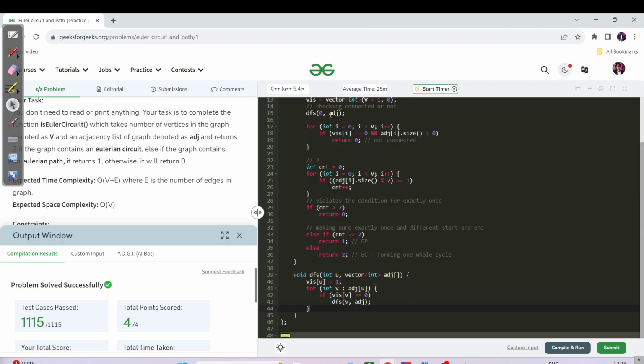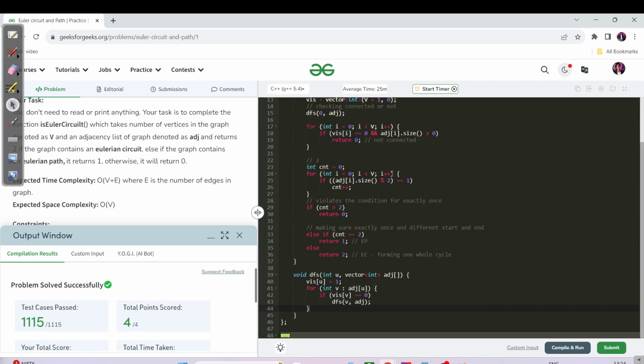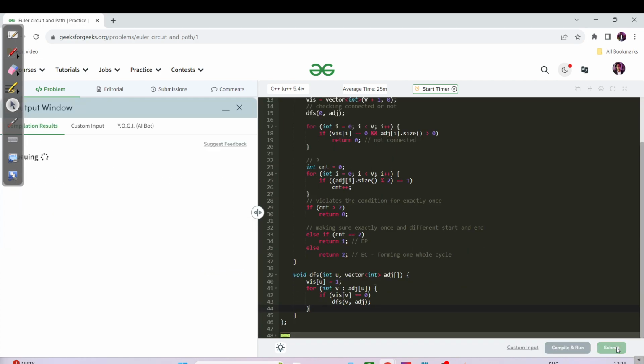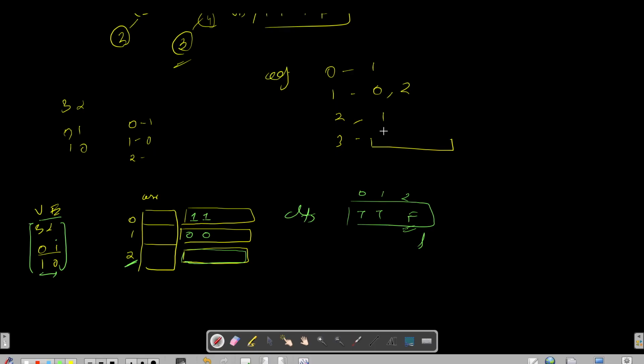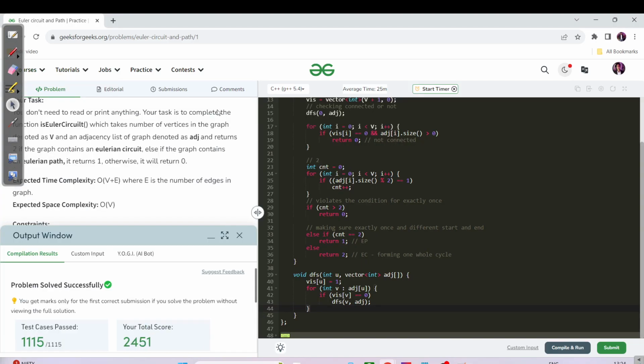Let us switch back to the C++ code. The same code we have seen in the dry run and in the intuition. So that's the same. Let me just scroll through it and let us hit the submit button for this code as well. Great. So yeah, that's done.